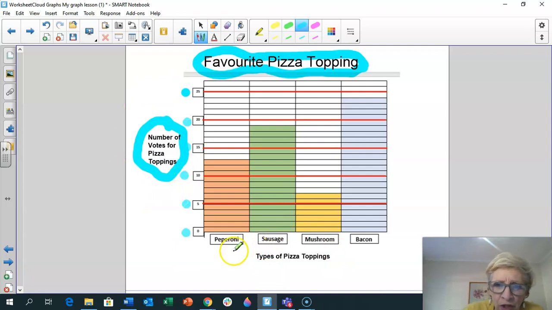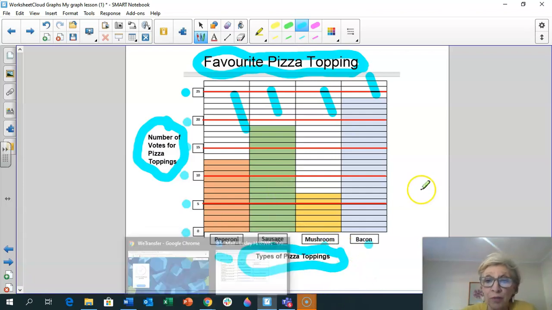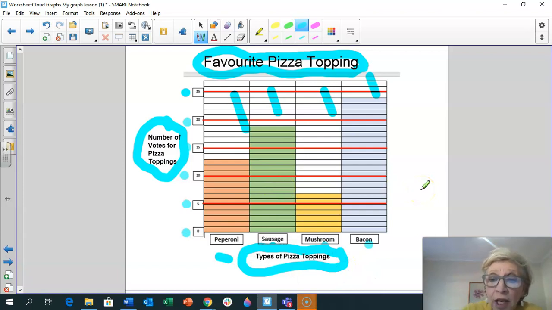Then at the bottom here, we've got names for each column. This is a column here. That's a column, column, column, and a column. So we're going to label our columns. There's the pepperoni column. There's a sausage column, the mushroom column, and the bacon column. All right, and the name that we're going to label those names is types of pizza toppings, isn't it? That's exactly what that is. Pepperoni, sausage, mushroom, and bacon are types of pizza toppings.